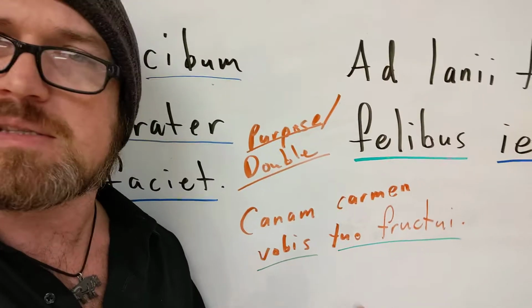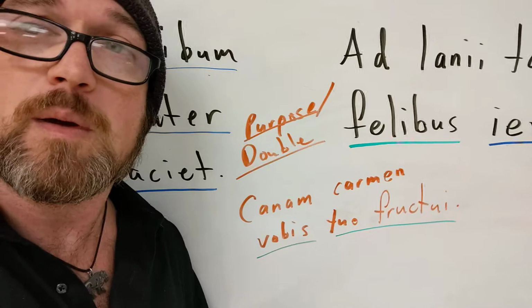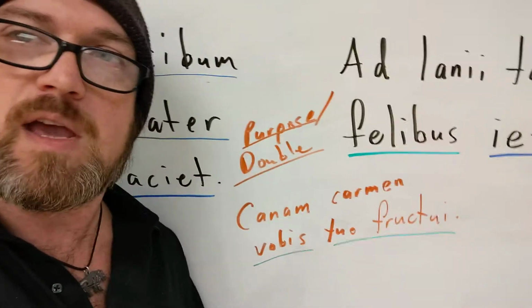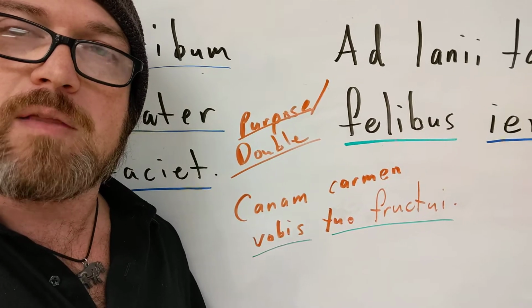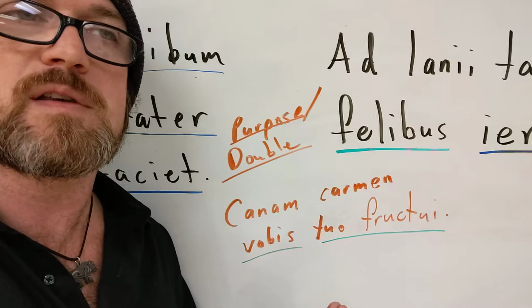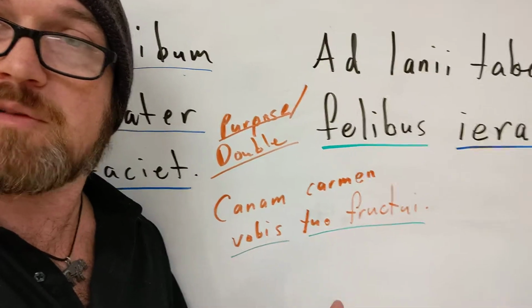And again, this is a little surprising because there are other ways to show purpose in Latin. There's actually a few. But if it's a simple enough idea, you can do it with a dative. And the reason why it's called the double dative is because according to Allen and Greenough, and again, many others, it will always show up with a dative essentially of benefit or advantage.